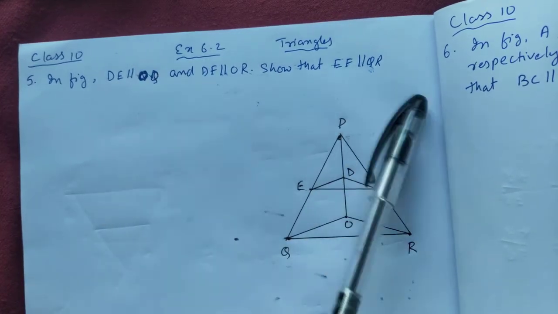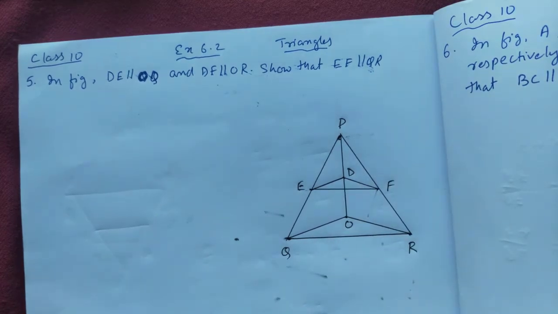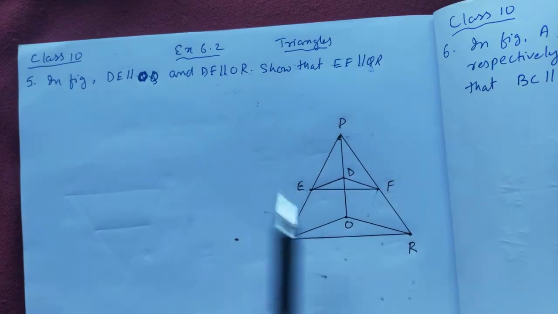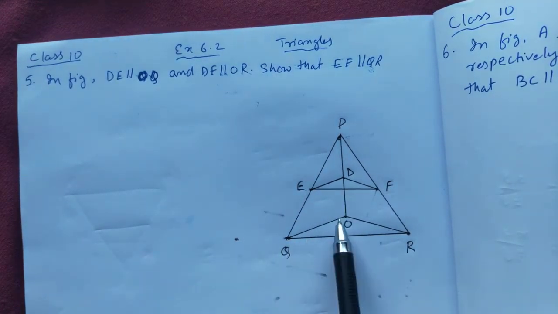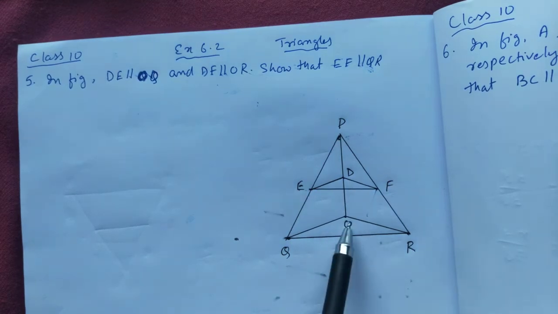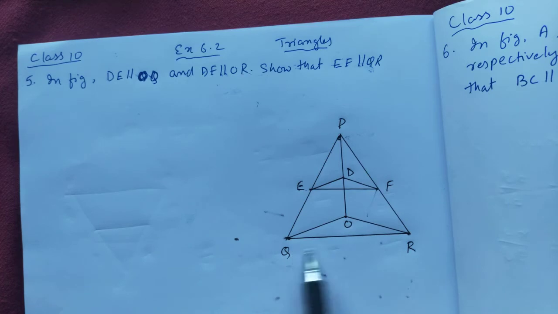We'll do exercise 6.2, questions number 5 and 6 in the same video. Question number 5. In the given figure, DE is parallel to QO and DF is parallel to OR. It's given. You're going to prove EF parallel to QR.